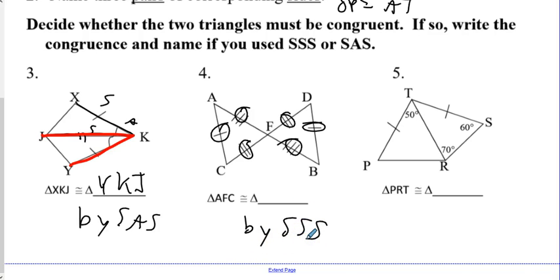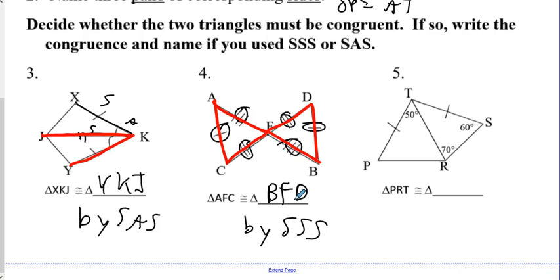But what screws people up is they go AFC, they go, oh, DFB. But no, you've got to be careful. If I'm going AFC, I'm going down highway 3, then 2, then 1. So, starting at D, I can't go down highway 3, can I? Which means I need to start over here at B, highway 3, highway 2, highway 1, and get triangle BFD.